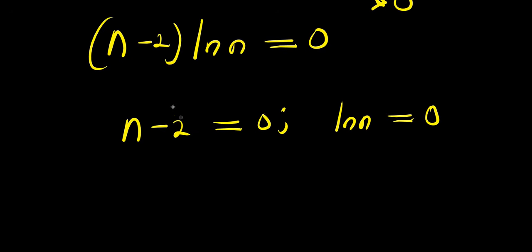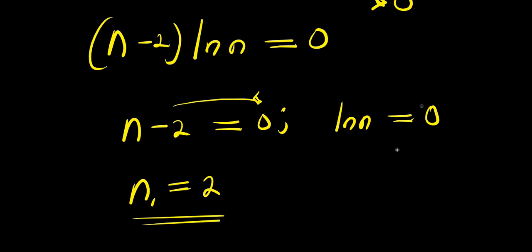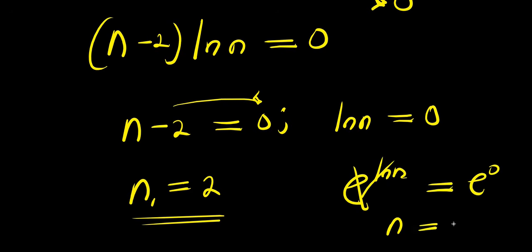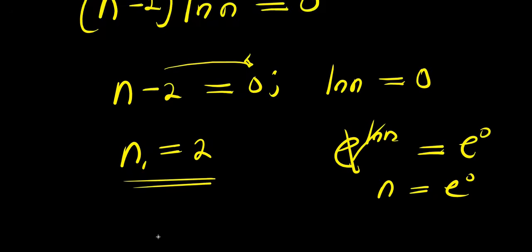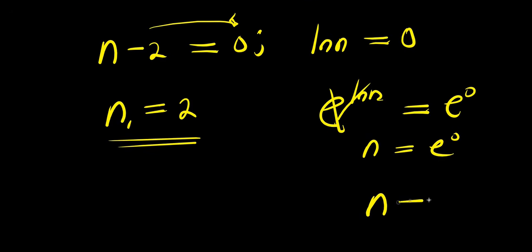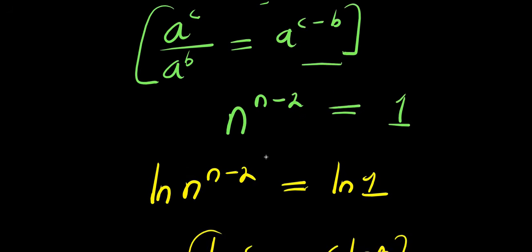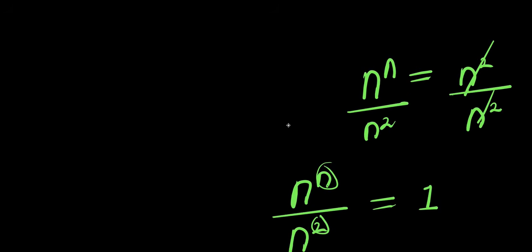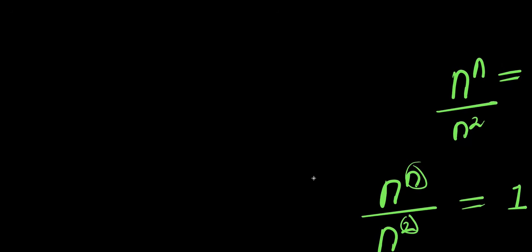So to solve for n, we simply move this over here. You have n equals 2. This is our n1. Now to solve for n here, I make use of e power natural log of n equals e power 0. This eliminates, I have n equals e power 0. And e to the power of 0 is 1, so I have n equals 1. So I have my n1 and n2 right here again. So the next thing we are going to do would be to check each of these values.